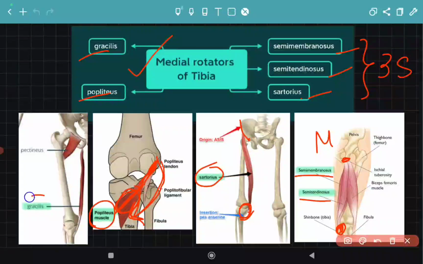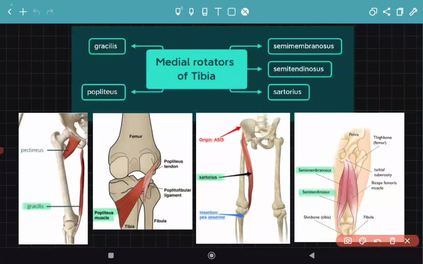And the last one is gracilis, arising from ischiopubic ramus and inserting to the medial aspect of tibia, as we saw earlier. So these 5 muscles, as can be appreciated in diagrams, semimembranosus, semitendinosus, sartorius, popliteus and gracilis, are medial rotators of tibia.